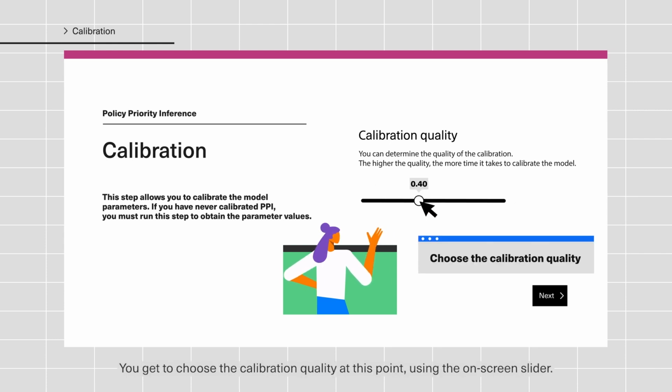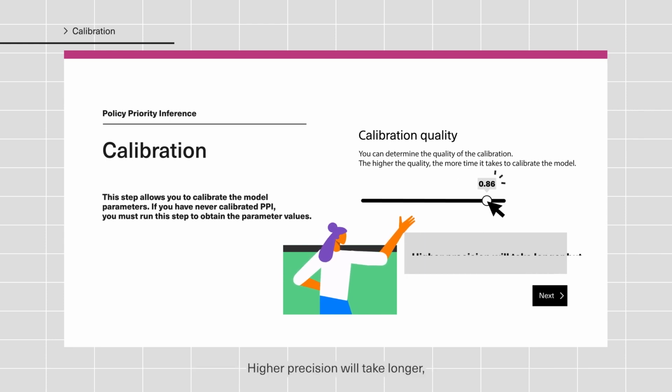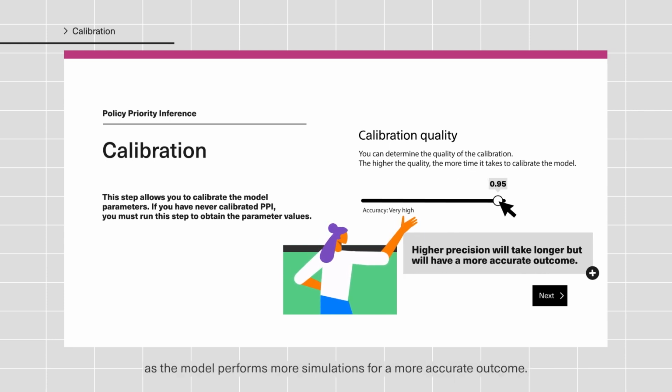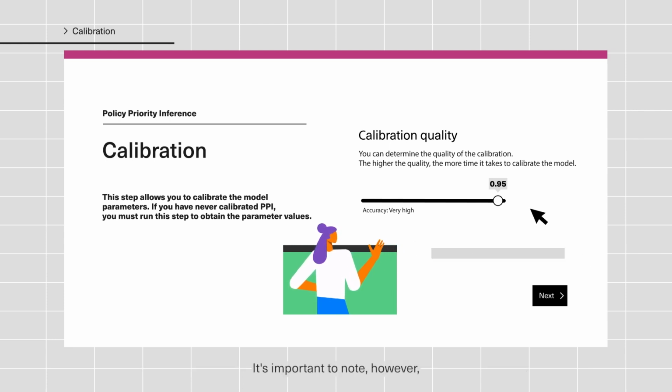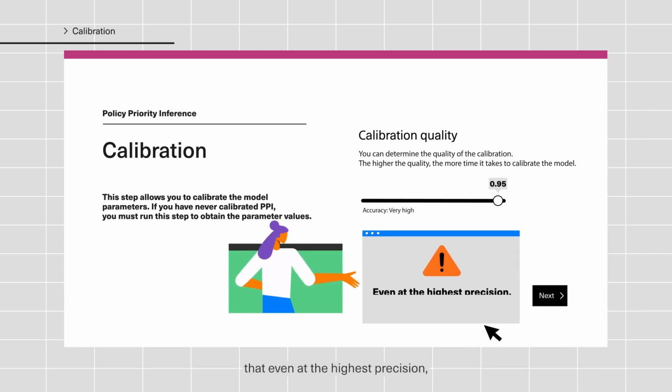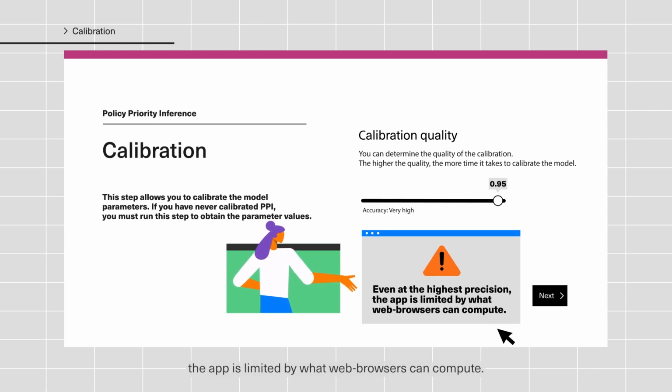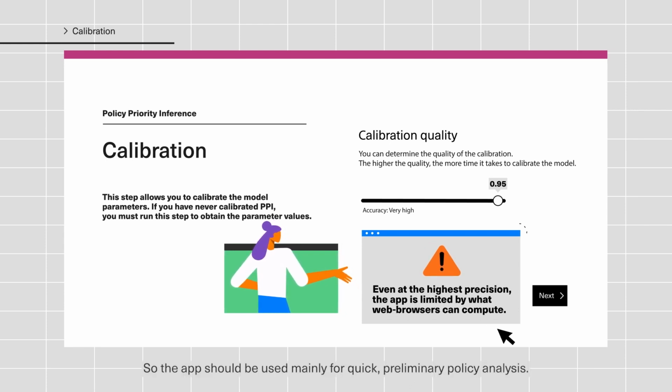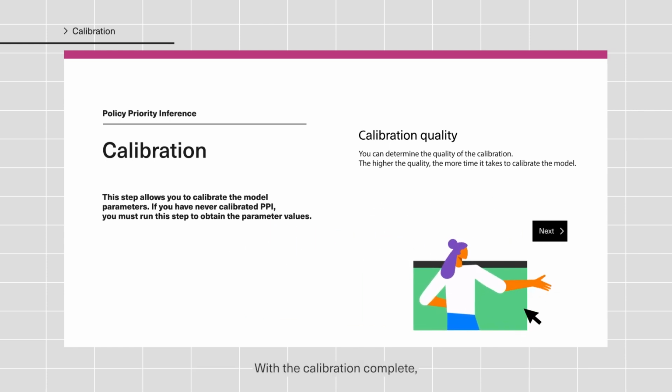You get to choose the calibration quality at this point using the on-screen slider. Higher precision will take longer as the model performs more simulations for a more accurate outcome. It's important to note, however, that even at the highest precision, the app is limited by what web browsers can compute, so the app should be used mainly for quick preliminary policy analysis. With the calibration complete, you can move on to the final step.